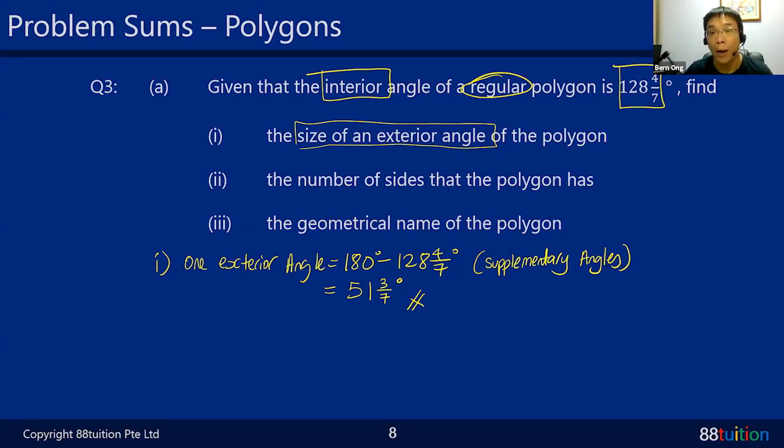So for one exterior angle, simply take 180 minus one interior. How come? Because this is a regular polygon. Regular means all the interior angles, all the exterior angles, all the sides are the same. Okay?